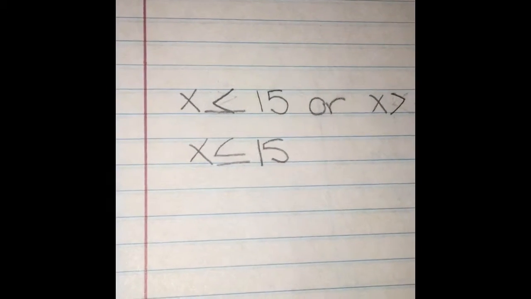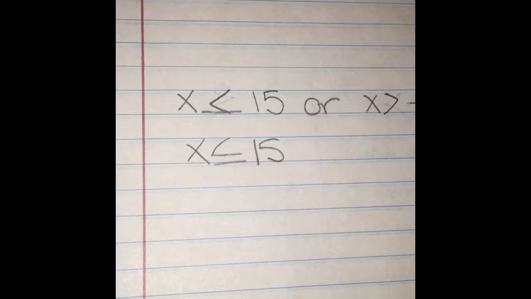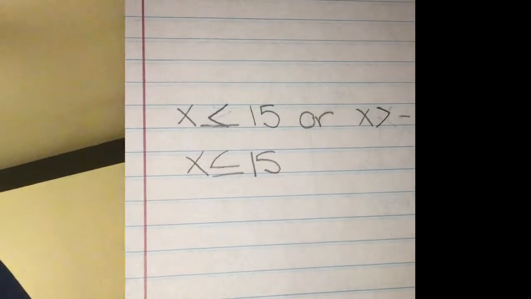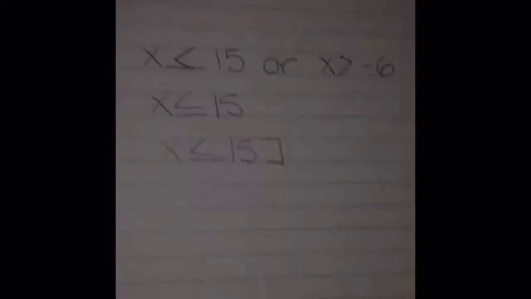Well, would you look at that? A less than or equal to symbol. You guys know what that means. Bracket! Now, we are going to want to place the bracket next to the 15. And we're going to do this because x can equal 15. It's not just less than 15, it can be 15. This is now what we have done so far.